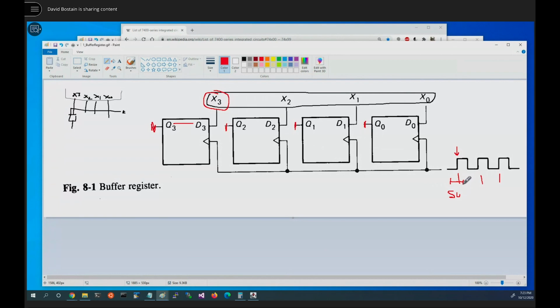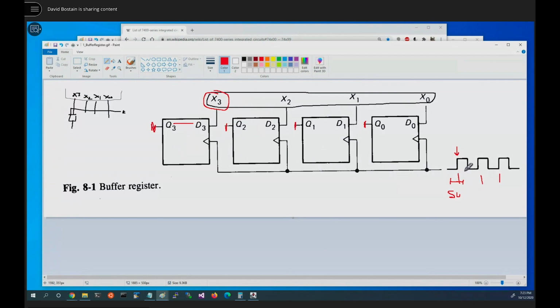The whole time? Yeah, the whole time. So we have to make sure ourselves externally, somehow, we've made X stay still while the clock is ticking. And then once we tick, we know that it's going to take propagation delay time to get to Q3. Now, we won't bring that up every time. We'll just assume we've done it right so that happens.